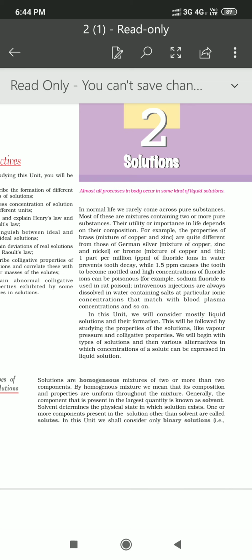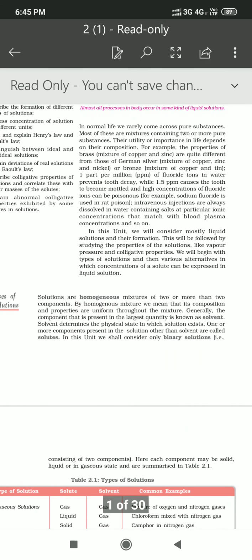Now, what are solutions? Solutions are homogeneous mixtures. Homogeneous means that the distribution of the two components is uniform. That is, the one which is present in smaller amount, which we call solute, and the other which is present in larger amount is known as solvent. So the solute is dissolved homogeneously. It means it is uniformly distributed in the solvent. So we call such mixtures homogeneous mixtures. So solutions are homogeneous mixtures.